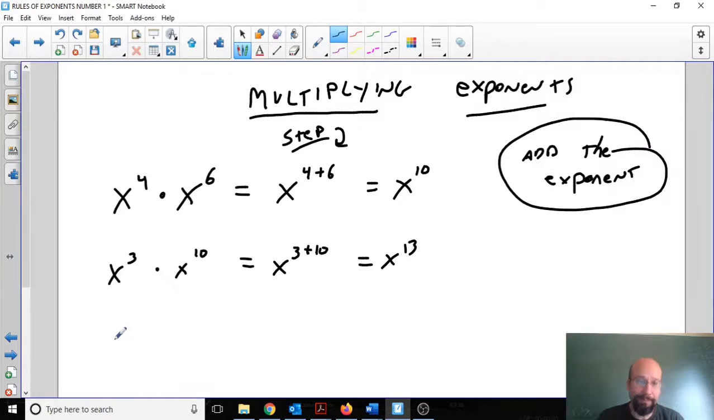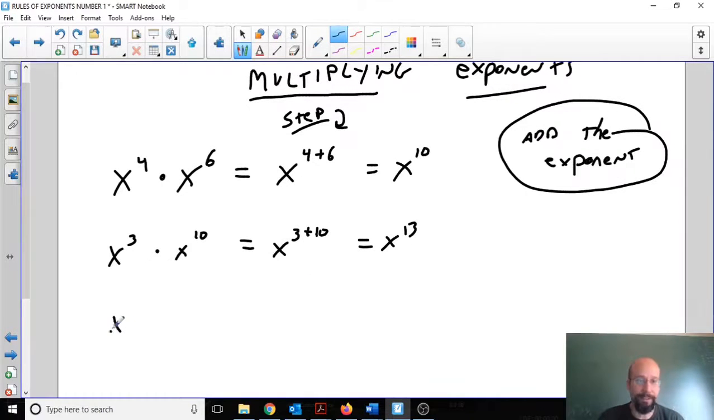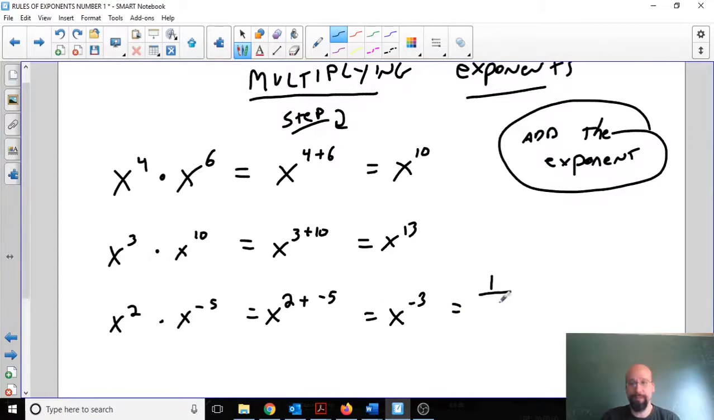This will work even if you're multiplying with negatives. Something like x to the 2nd times x to the negative 5th. This would be x to the 2 plus negative 5, which is x to the negative 3. But just like the last rule, you can't have this negative exponent, so we're going to have to flip it. Instead, it's going to be 1 over x to the third, positive. Remember, when you change it from negative to positive, you flip it and it becomes positive. So this would be our final answer.